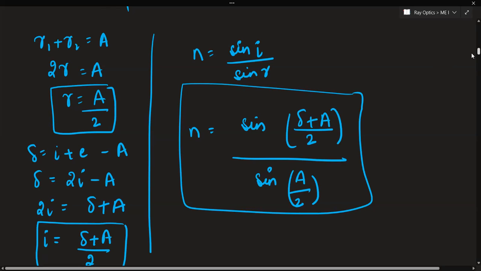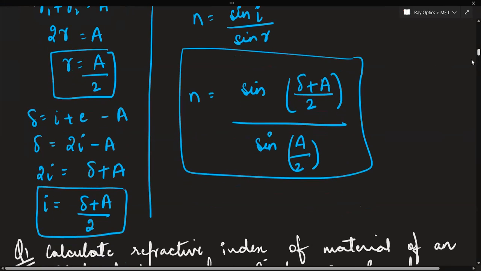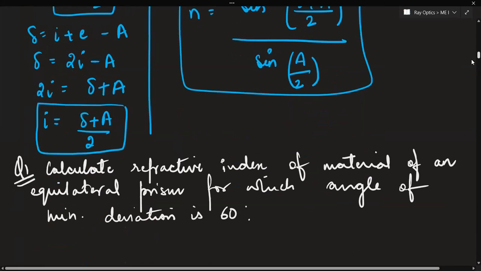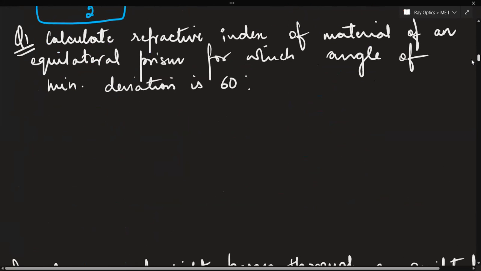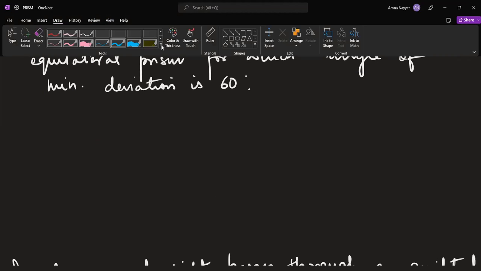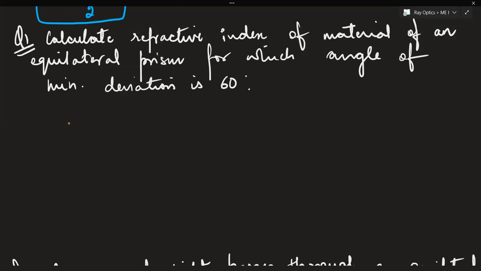And one case we have to see in this, that we'll see. But first, let us practice one question. See, this question says: calculate the refractive index of the material of an equilateral prism. So if it is mentioned equilateral prism, what should be the angle of prism? 60 degree. Yes, it will be 60 degree.